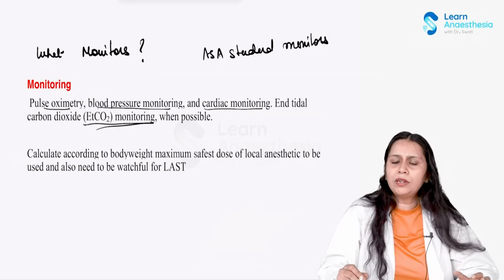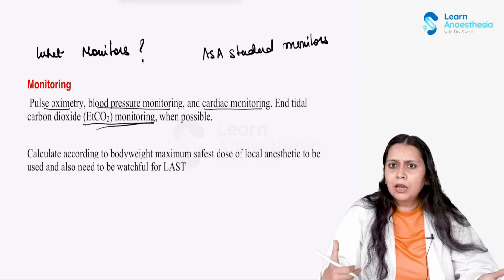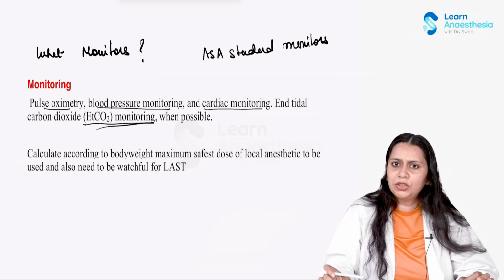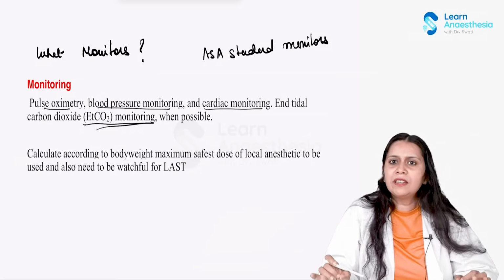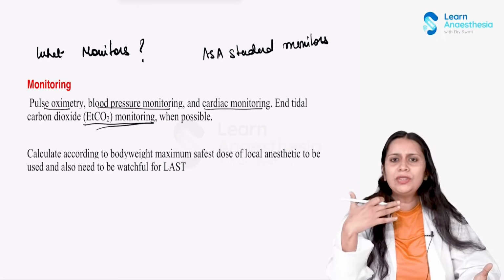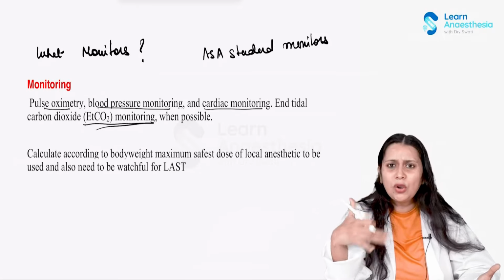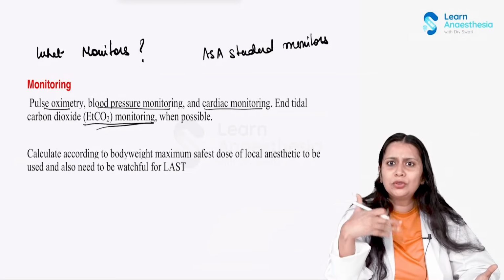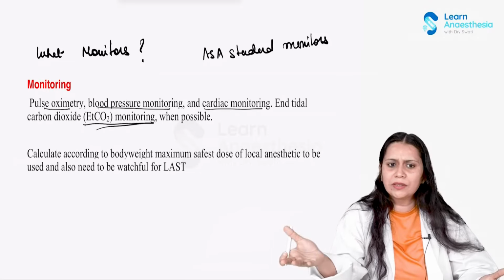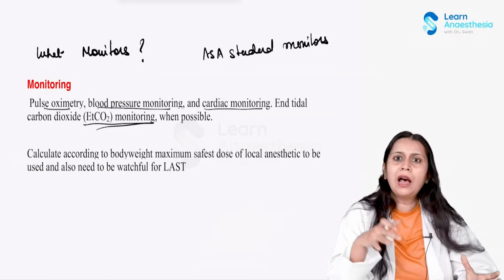Here, one very important thing which the examiner can ask: do you do anything more before starting the procedure? Yes. According to the body weight of the patient, we calculate the maximum safest dose of local anesthetic which we can use in the patient, because we are using local anesthetic for topical application or nerve block. Many times we overdo it and we give a lot of doses of local anesthetic, and that could result in local anesthetic systemic toxicity. So we have to be very careful. We have to calculate the overall highest safe dose.